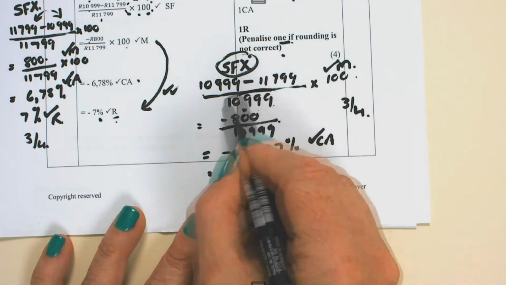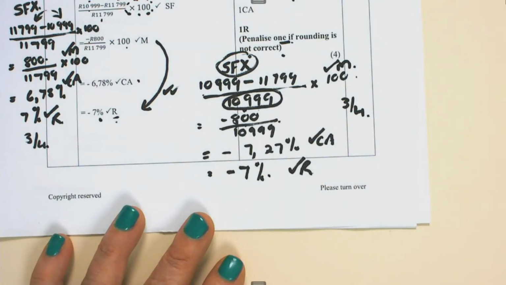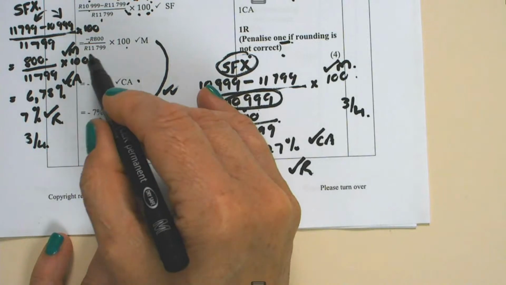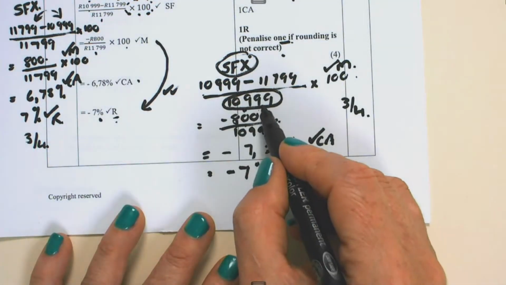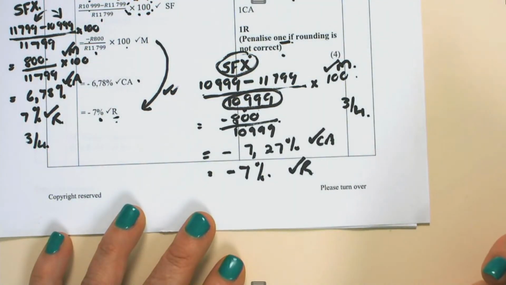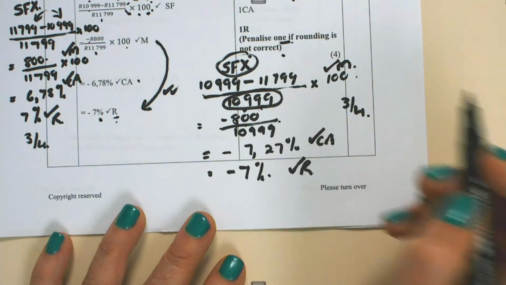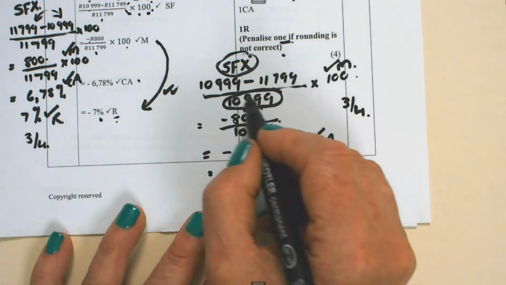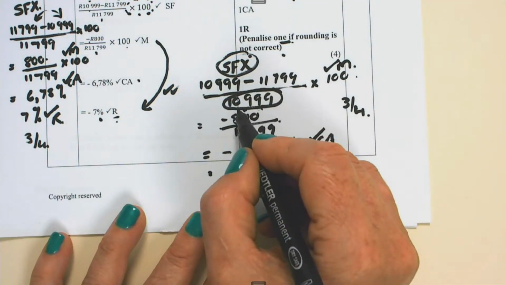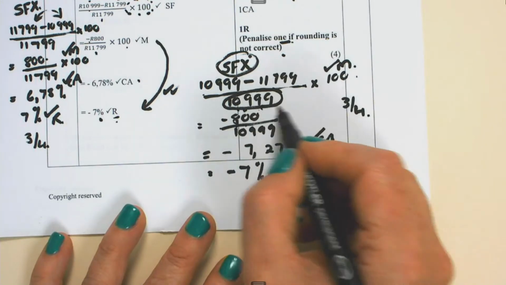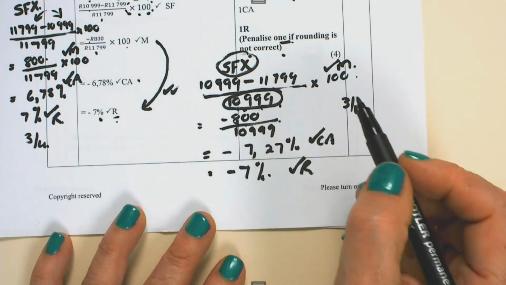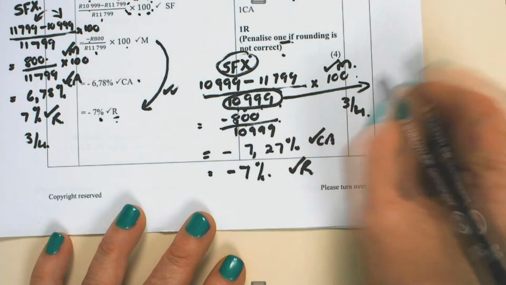Just be careful, the learner must lose a mark if they did not write 11,799 there in the denominator. They incorrectly wrote 10,999 there in the denominator. Okay, let me just correct my language there. If they incorrectly write this as the denominator, then they must lose a mark, at least 1 mark.